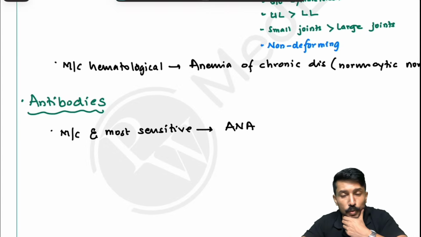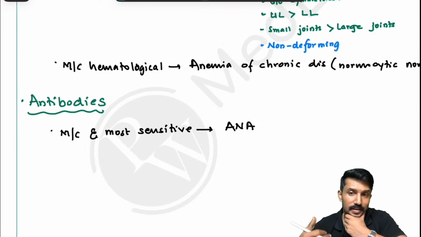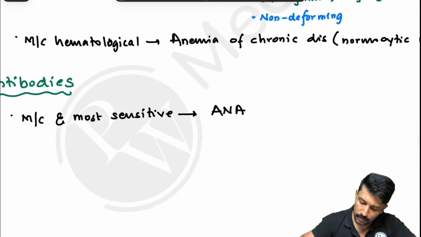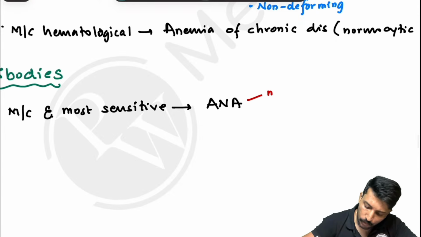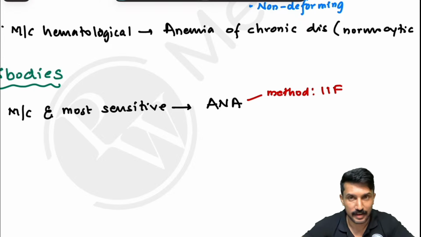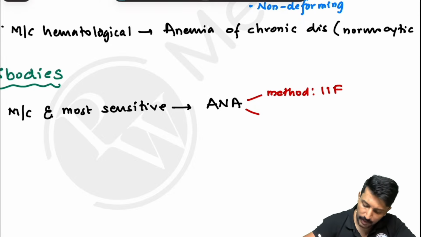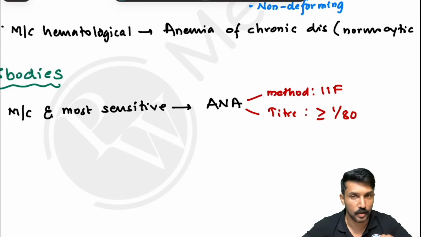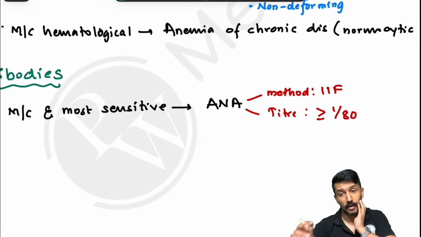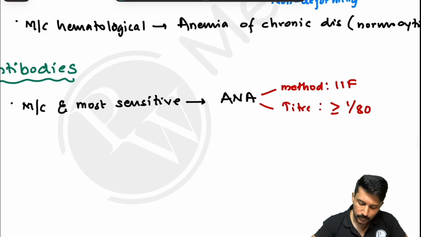Then they may ask you what is the method used for this ANA estimation and what is the titer to consider it as positive. So the method followed for this is indirect immunofluorescence, IIF. And the titer to consider it as positive is more than or equal to 1:80. 1:40 is very common, seen in up to 5% of the population.